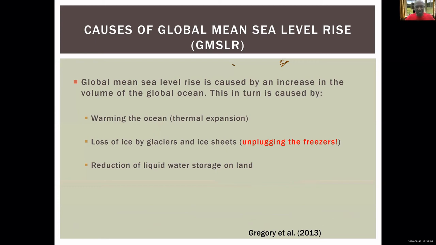But let's dig deeper and see exactly what happens. If the Earth gets warmer, the atmosphere first starts getting warm, and that heat is swallowed by the ocean, and the ocean also gets warmer. As the ocean gets warmer, there is thermal expansion. The water will expand, and if it expands, obviously the sea level will rise. But in addition, if we lose ice from the glaciers and the ice sheets, it's like unplugging your freezers. That water melts and comes out, and in the case of the ocean, all that water will go into the ocean.